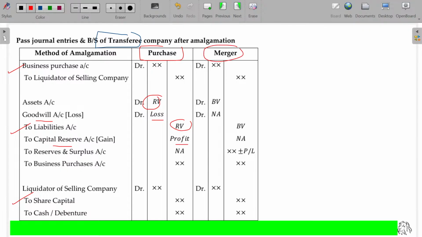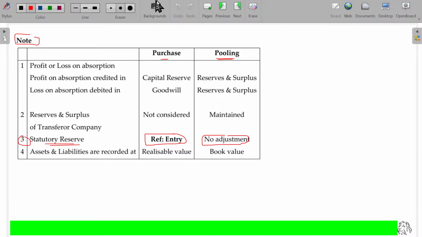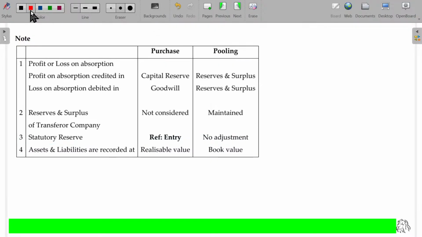In case of the merger method, you have to show all the assets and liabilities at book value. Even the reserves and surplus are recorded, kept intact. Whereas under purchase, if there is any profit or loss, it will be adjusted only in the reserves and surplus. These are the points you have to keep in your mind. And apart from that, this one note. Okay, we have completed this one also.